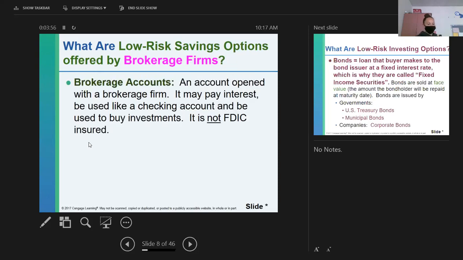And then there are brokerage accounts. So it's an account opened with a brokerage firm. It may pay interest. Maybe use it like a checking account and can use it to buy investments, but it is not FDIC insured. So you open an account at an investment company. They may pay interest like your regular savings account. They don't have to. That'll be some of your terms.